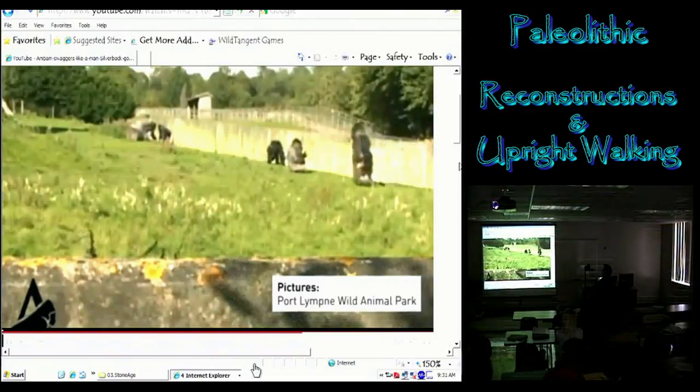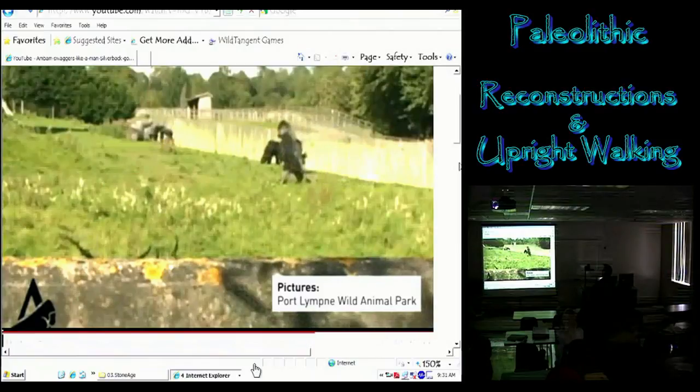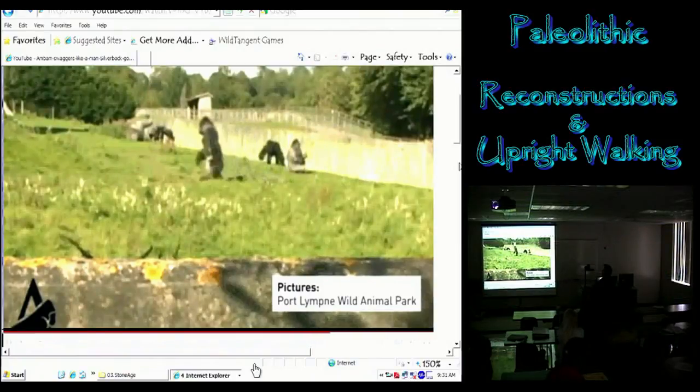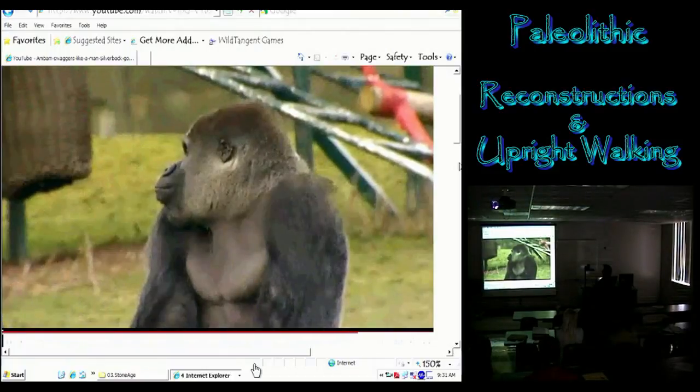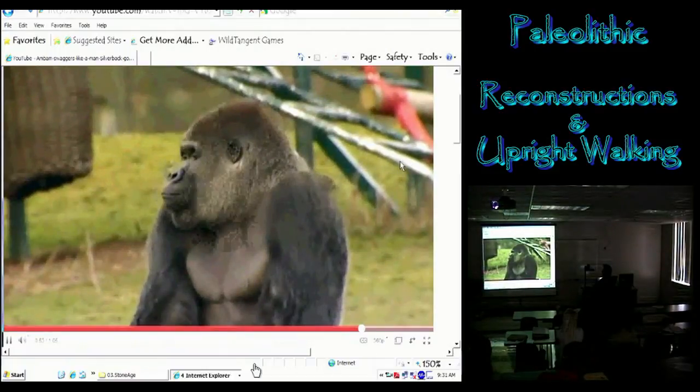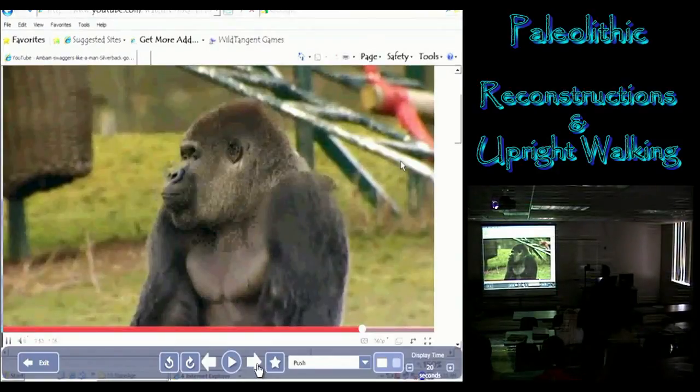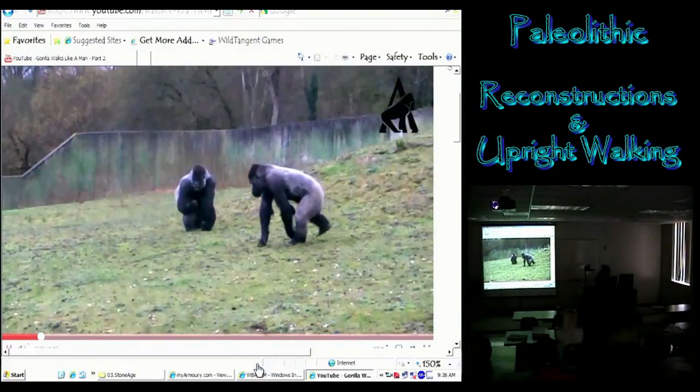And you notice he's carrying something. So it's the same scenario. I'm going to walk upright if I have to carry something. It's a lot easier. All of that is just to point out that it could be a learned behavior.